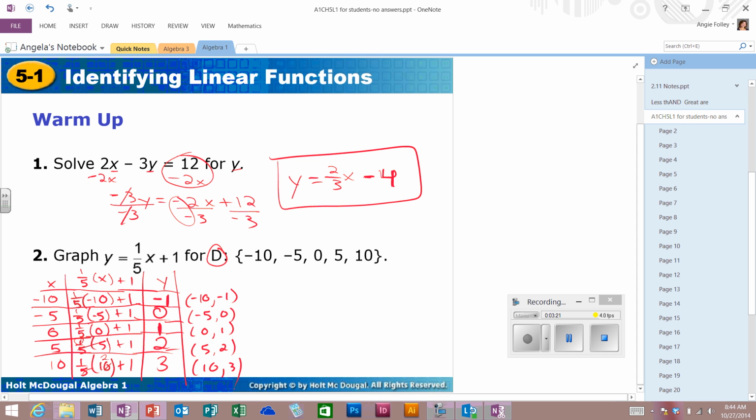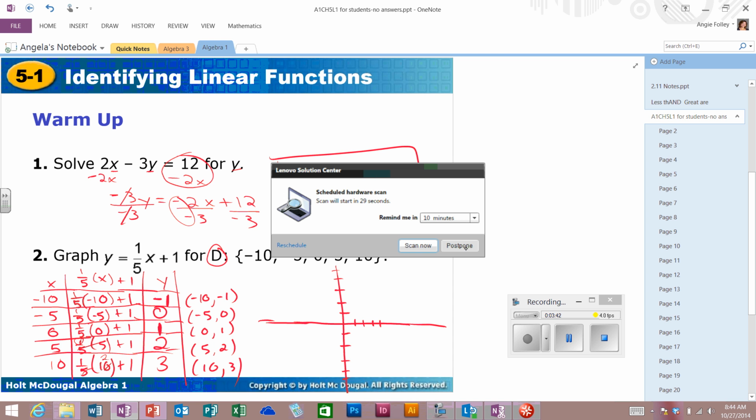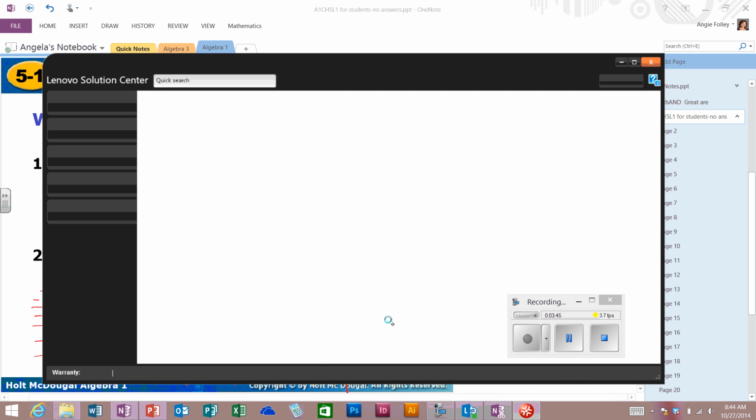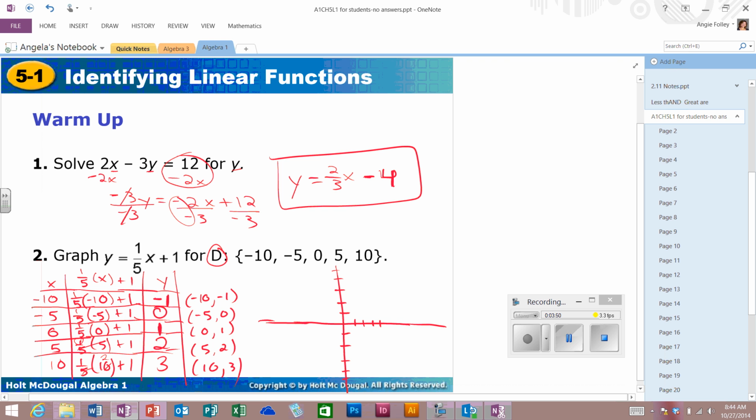Okay? So now I'm going to draw a little graph here. I know that I'm going to need more x values because they go from negative 10 to 5. So here I need 1, 2, 3, 4, 5. 1, 2, 3, 4, 5. 1, 2, 3, 4, 5. Sorry about that. Excuse me. So let me finish. 5, 6, 7, 8, 9, 10. 1, 2, 3, 4, 5, 6, 7, 8, 9, 10.